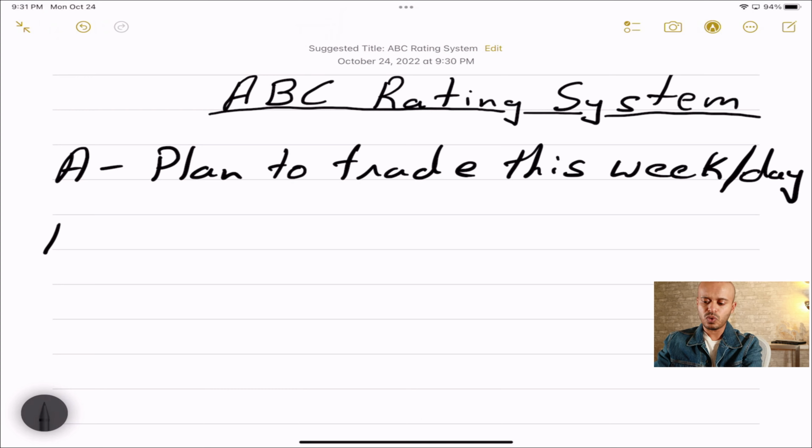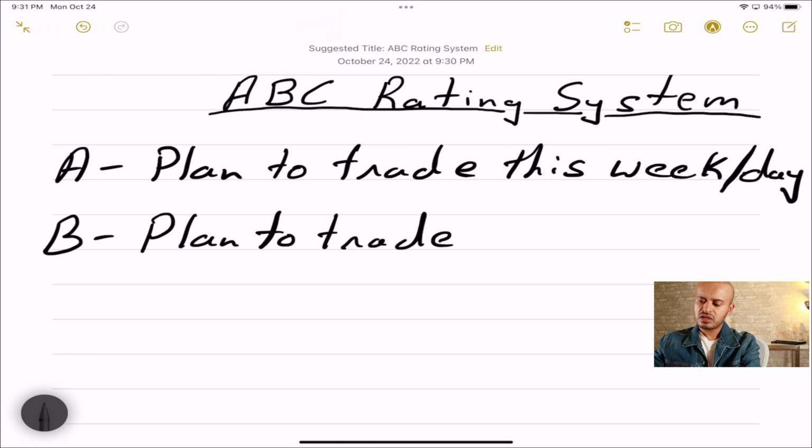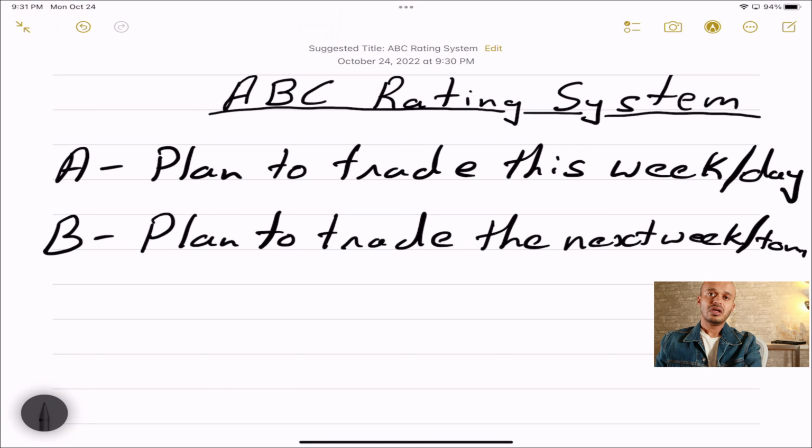Now, the second one is the B bucket. The B bucket stands for the stocks you plan to trade next week or tomorrow. These are the set of stocks that you would like to keep an eye out for in the coming days or the next week.